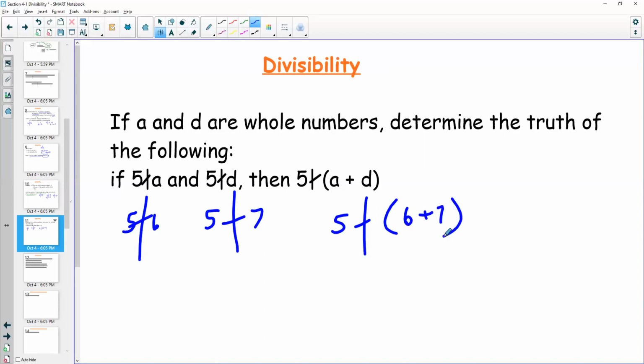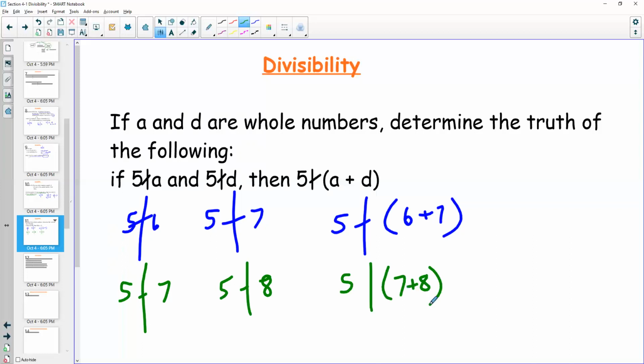No. Okay, well, that's fair. But can you find a different case? Could we make this work out so that some part of this is untrue? Well, let's pick some other numbers. Let's do 5 doesn't divide into 7, and 5 also doesn't divide into 8. Well, does 5 divide into 7 plus 8? Well, 7 plus 8 is 15, isn't it? And it does. So this is not true. It's only true part of the time.